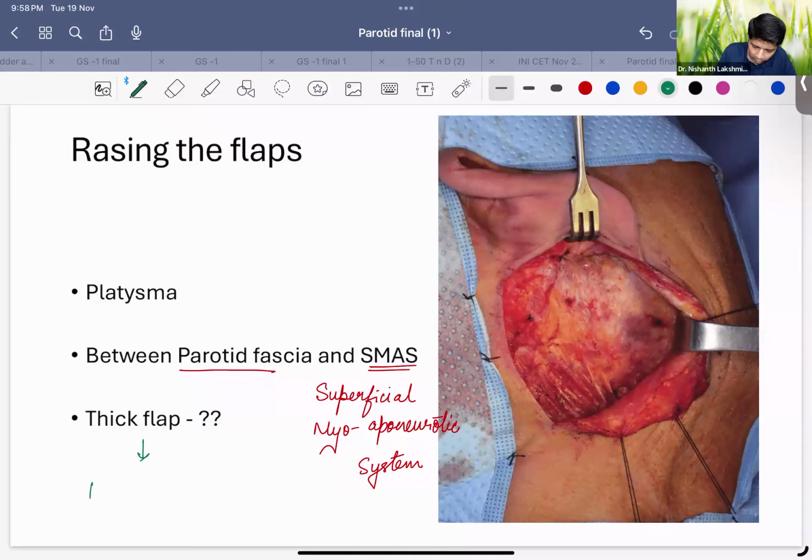Your cutaneous innervation was more appropriate. The idea is to prevent what we call Frey syndrome. We'll talk about it once we get to complications, okay? Frey syndrome is something that is very troublesome. We will talk about it. In order to avoid that, you need to have a thick flap.